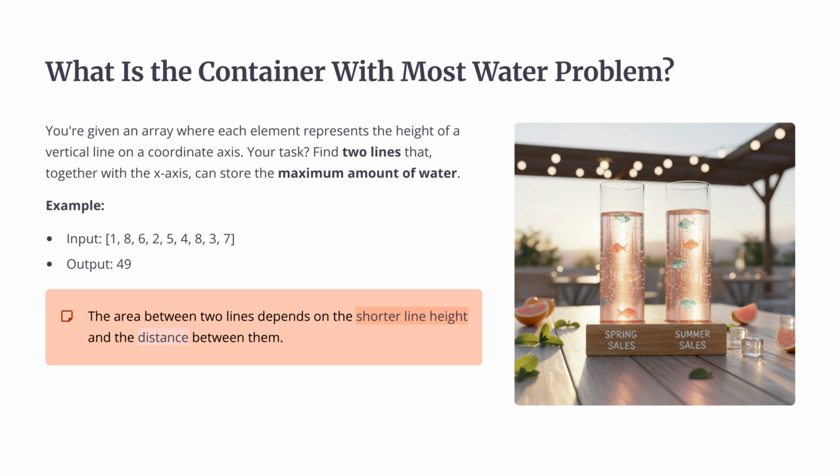That's because the two tallest lines, one with height 8 and another with height 7, form the container that can store the most water. And here's the key insight: the water area between any two lines depends on two things. First, the shorter line's height, and second, the distance between those two lines. The wider the gap and the taller the shorter line, the more water the container can hold.